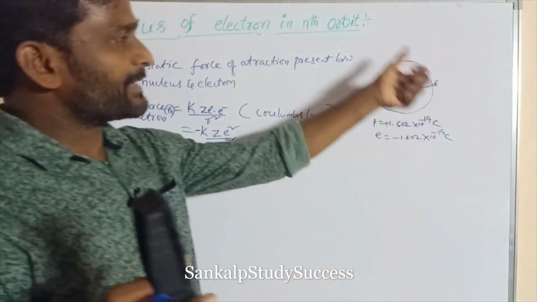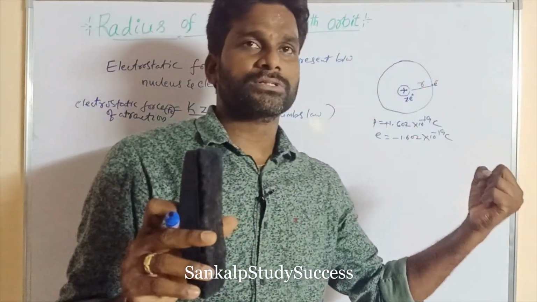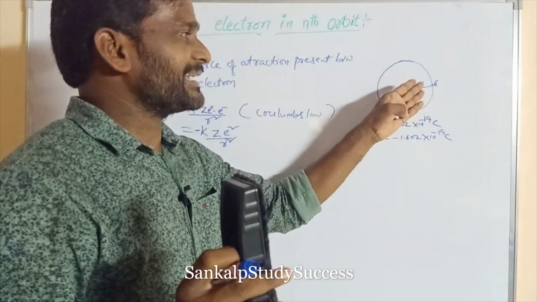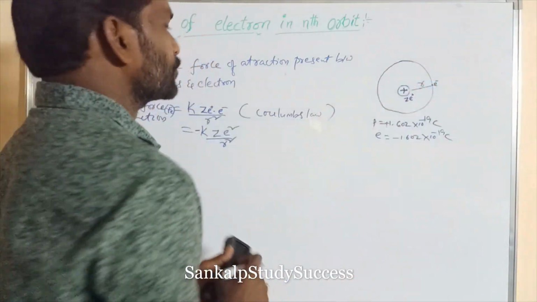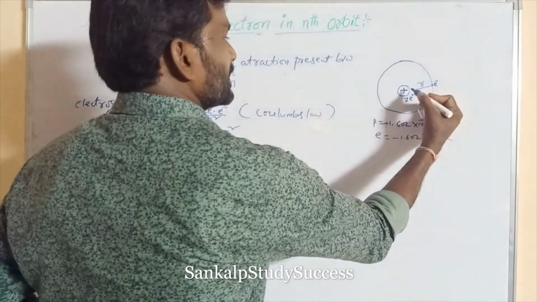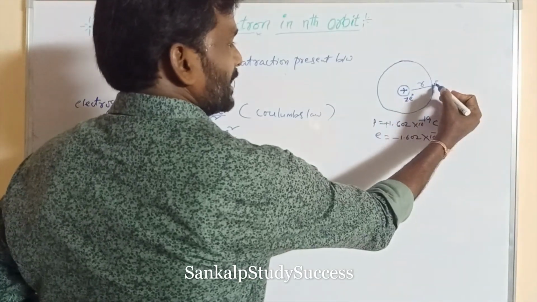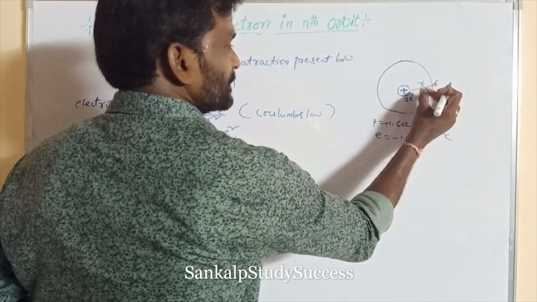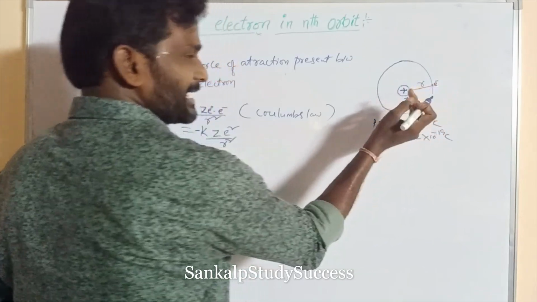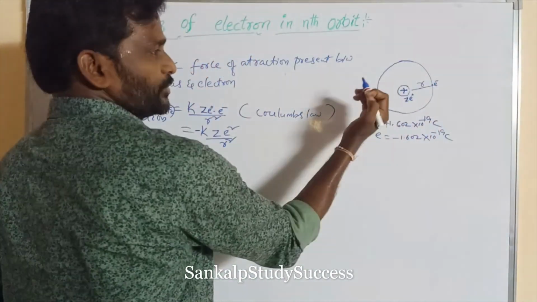So any body present in rotatory motion has a centrifugal force. What is centrifugal force? The force acting away from the nucleus. Here, the nucleus is positive and the electron has a negative charge. So there is an attractive force between the nucleus and the electron. This electrostatic force of attraction acts towards the nucleus.